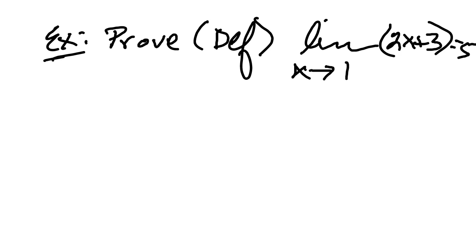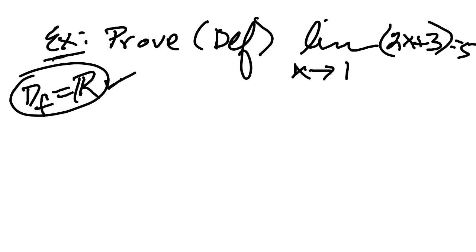So first of all, I need to note that the domain of f is all real numbers, so I'm certainly defined on some open interval containing x equals 1, except possibly 1 itself, but I'm actually defined at 1 as well. So I've got that, and then I need to do my scratch work. All right, I'm going to try and do this on the left.